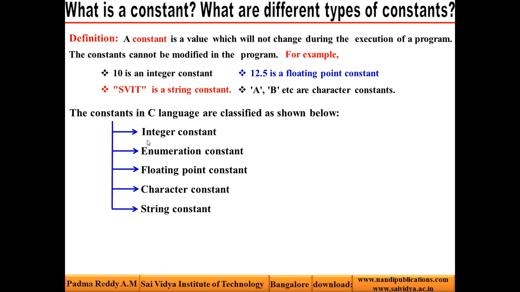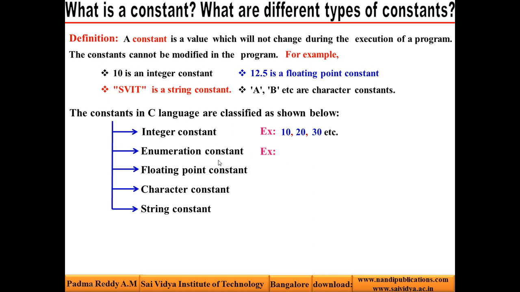Now let us see what are the examples for integer constants. I can say 10, 20, 30 and so on. Any number without decimal point is considered as an integer constant. Now let us see the examples for enumeration constants. All enumeration constants are nothing but integers only, but the integers are given some names.